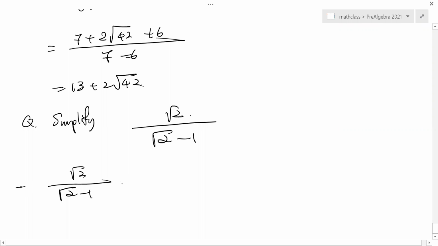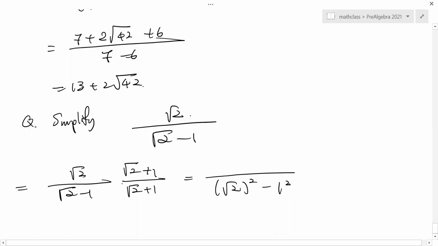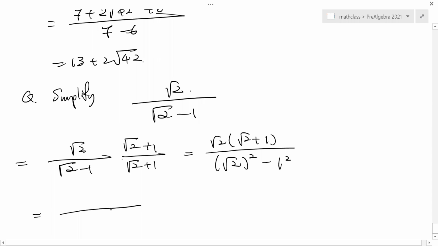Okay. This is going to be you multiply the numerator and the denominator by the same number, right? Which is square root 2 plus 1. Then you get square root 2 squared minus 1 squared. Right? And on the top you multiply this out. So the denominator is 2 minus 1. The numerator, square root 2 times square root 2 is 2, and square root 2 times 1 is square root 2. So the answer is 2 plus square root 2. Yes, 2 plus square root 2 is the correct answer.